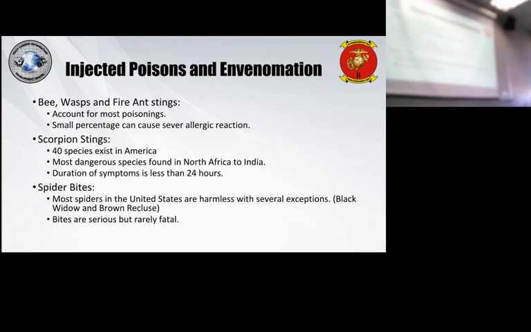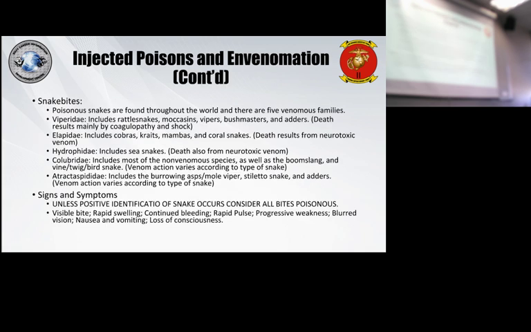Spider bites. Most spiders in the U.S. are harmless with several exceptions, the black widow and the brown recluse. And bites are serious but rarely fatal. Next. Snake bites. Poisonous snakes are found throughout the world, and there are 5 venomous families. Now I might say them incorrectly, bear with me. The Viperidae includes the rattlesnakes, moccasins, vipers, bushmasters, adders.